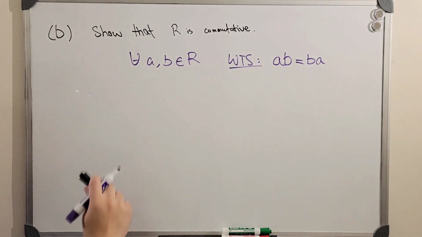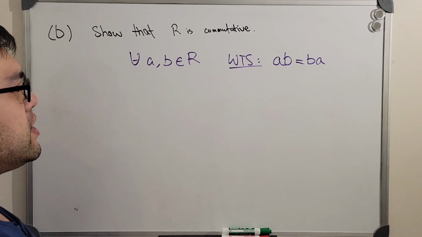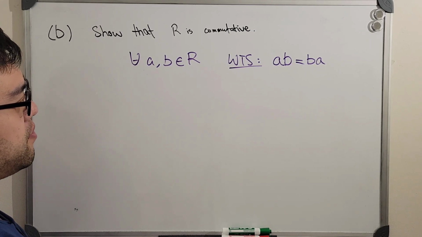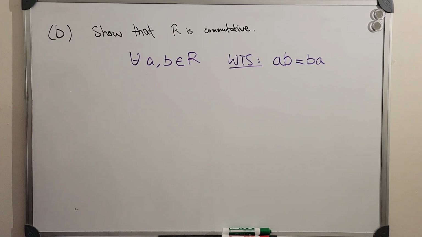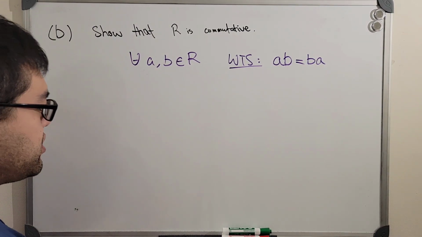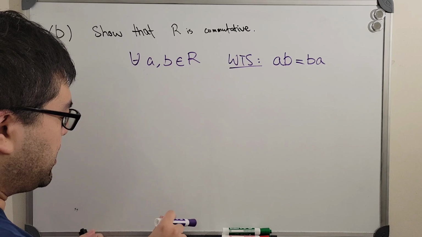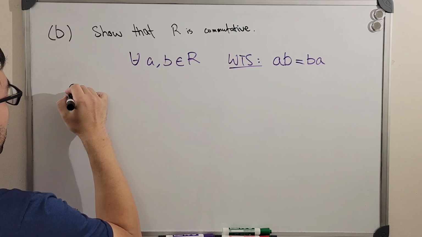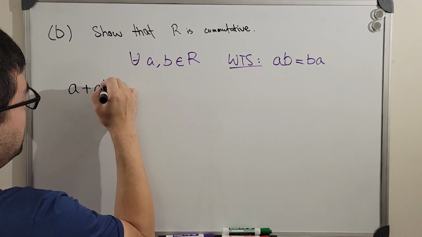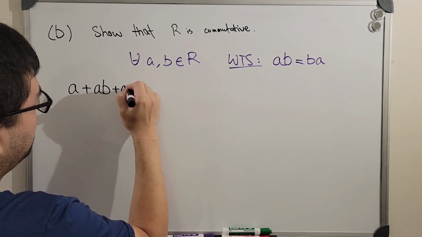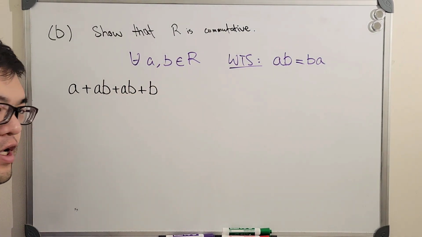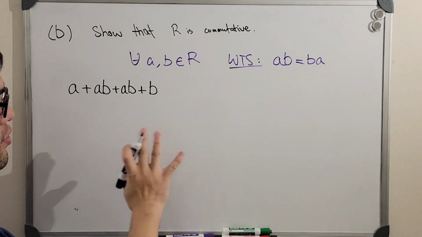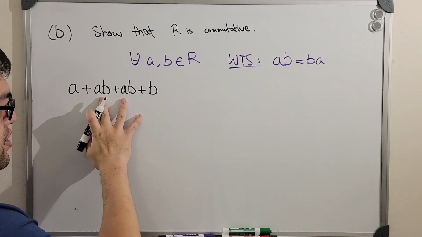So how are we supposed to prove it? Well, since we already proved that for any element in this ring, two copies of the element added together is equal to 0, we might as well try to use that. So how do we set up? We can set up in the following way. We're going to start off with A plus AB plus AB plus B. Now you may ask where this part comes from, but as we follow the proof, you'll be able to see why we start with this.